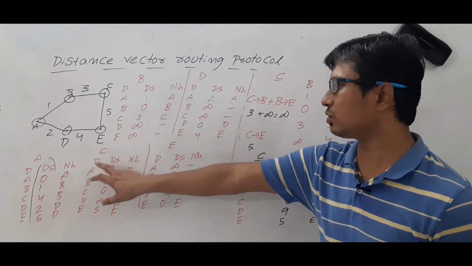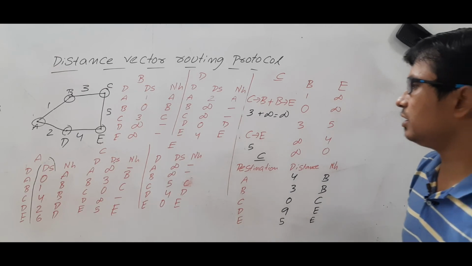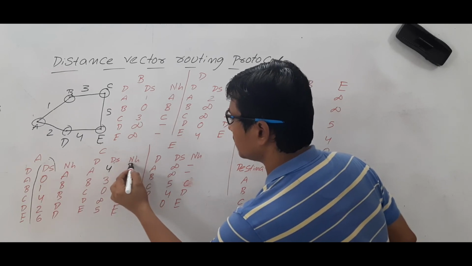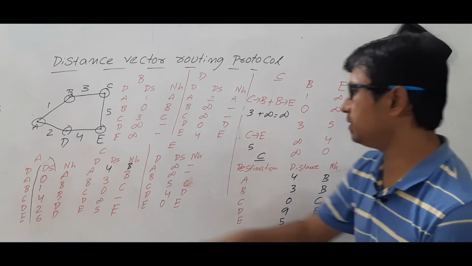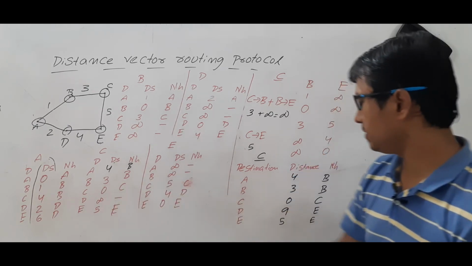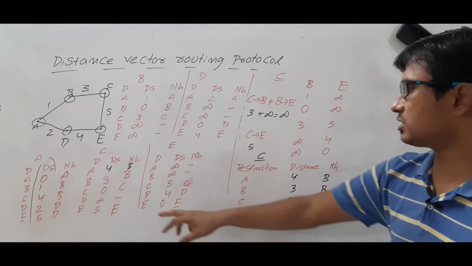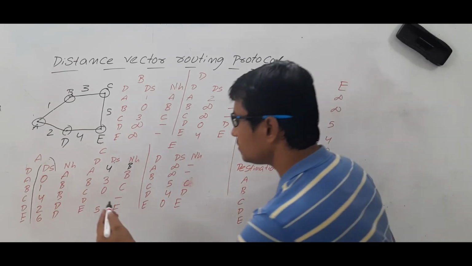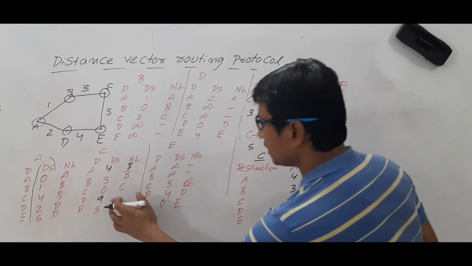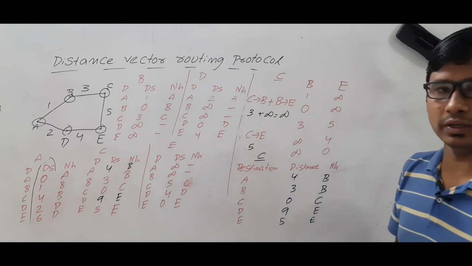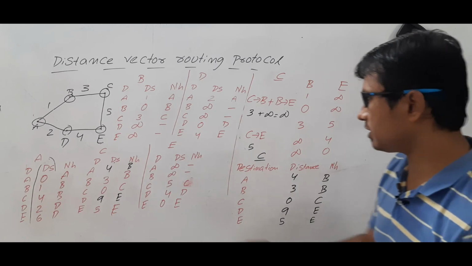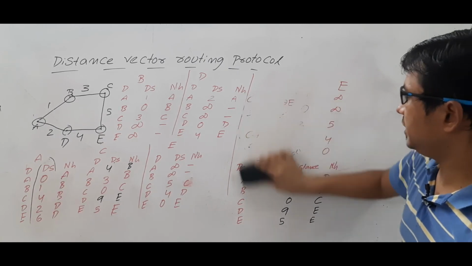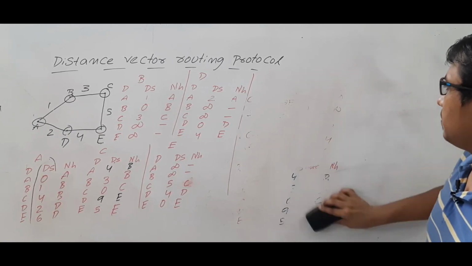Previously C did not know the distance to A, which was infinity. Now it knows it as 4 via B. Is it clear? Previously C to B distance was 3 via B, so it is not updated. C to C distance is 0. C to D distance was initially unknown, and now we know it as 9 via E. Are you able to understand? This is the information we got newly. The other values are the same, so I left them like that. So I got B's updated routing table and A's updated routing table.